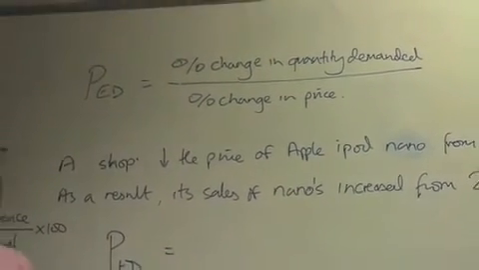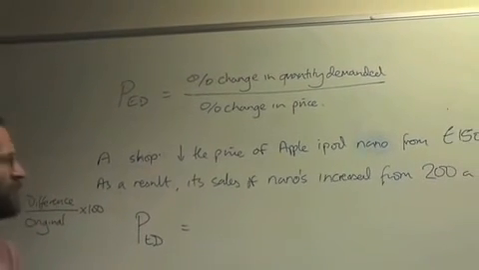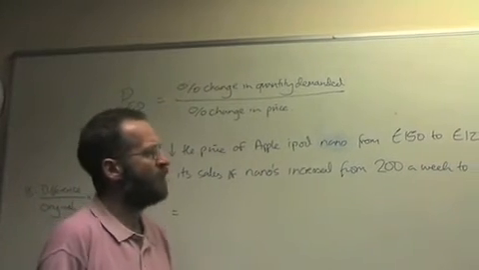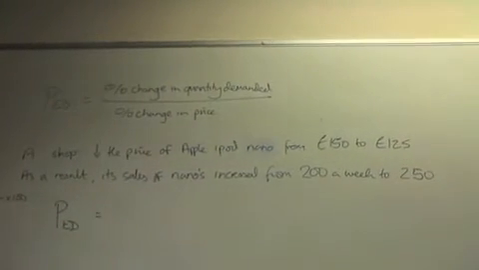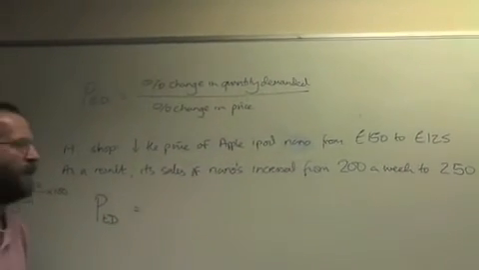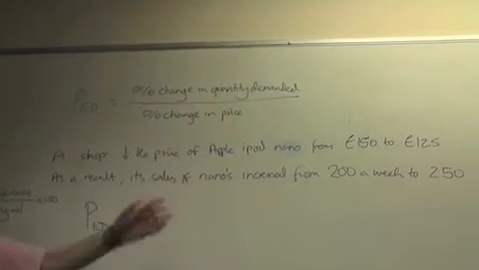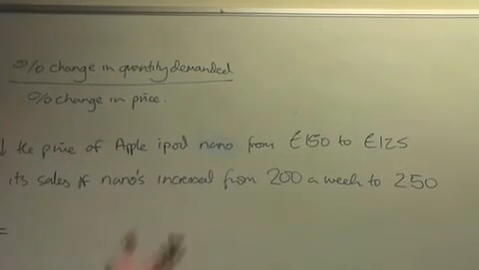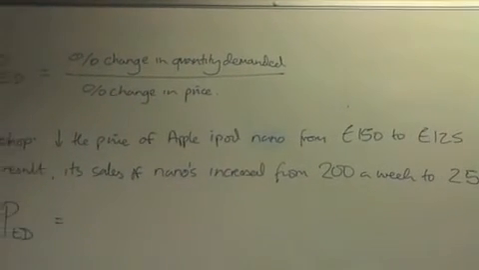Okay, let's take an example. Suppose last year that a shop decreased the price of its Apple iPod Nano from £150 to £125. And as a result, sales of Nanos increased from 200 a week to 250. It's a typical sort of example you need to figure out.